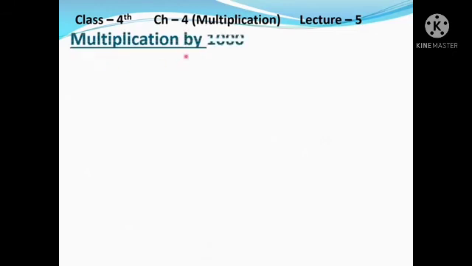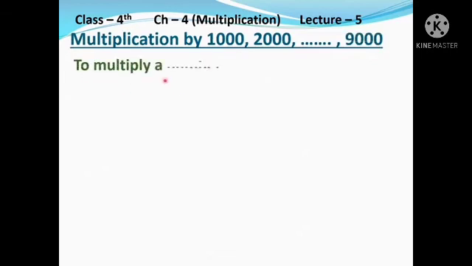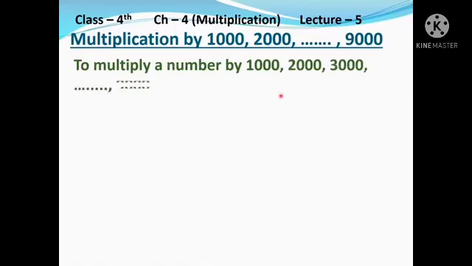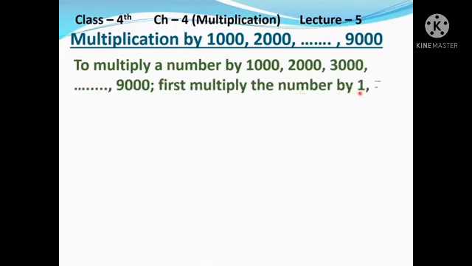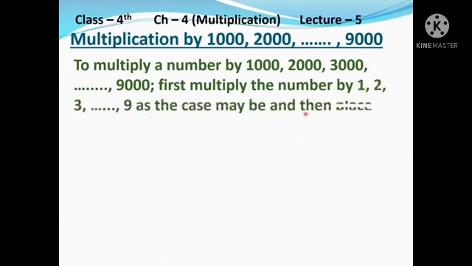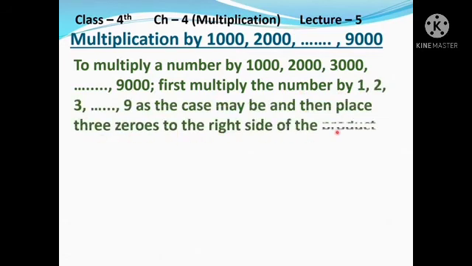Now multiplication by 1000, 2000 and so on up to 9000. See, to multiply a number by 1000, 2000, 3000 and so on up to 9000, first multiply the number by 1, 2, 3 and so on up to 9 as the case may be, and then place 3 zeros to the right side of the product.